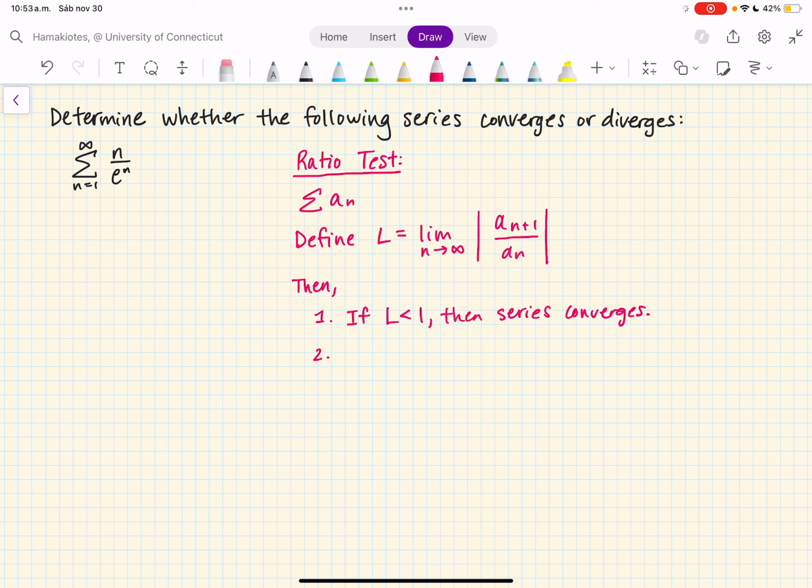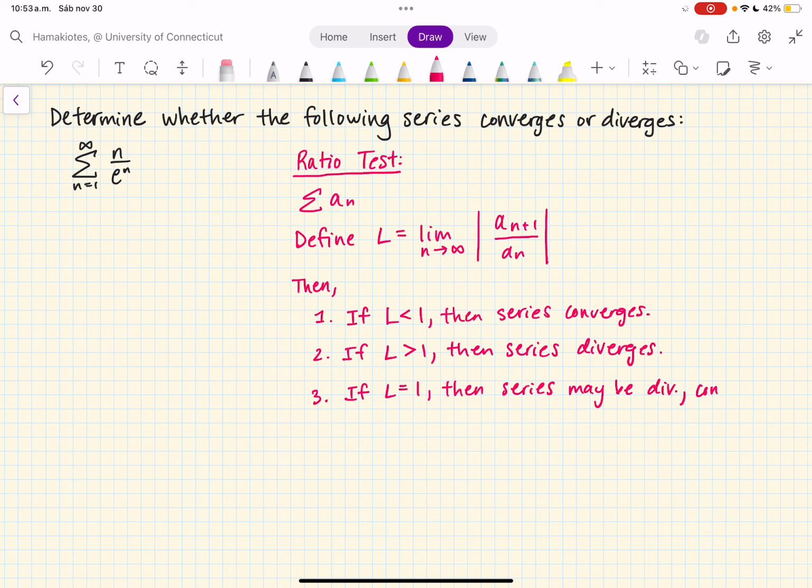Now, if L is greater than 1, then the series diverges. Lastly, if L is equal to 1, then the series may be divergent, conditionally convergent, or absolutely convergent. So this is kind of inconclusive.